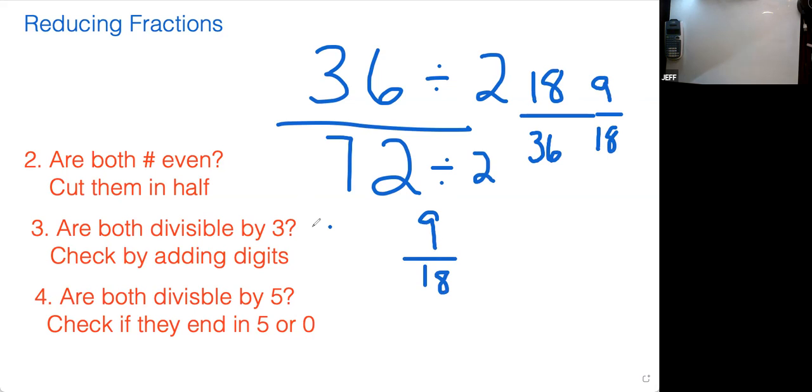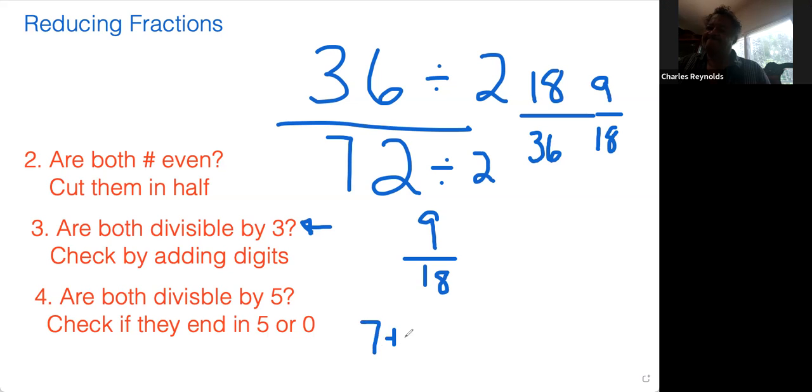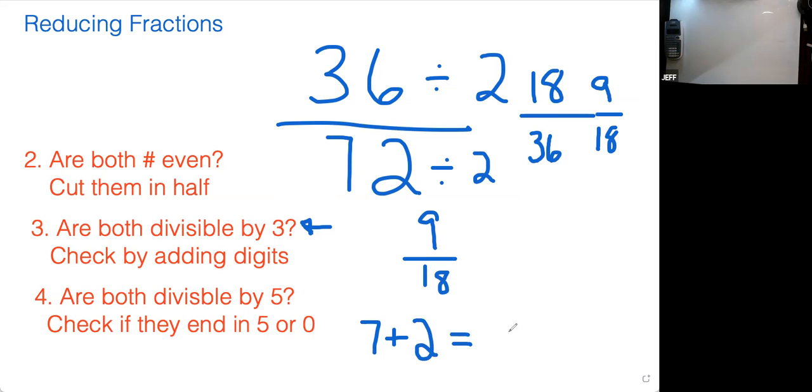Now we ask ourselves the next question. Are they divisible by 3? Well, the quick way we could check: 3, 6, 9. 9 is divisible by 3. But for any number, if it was 72, you just add the 2 digits together. And if the number that they add up to is divisible by 3, then the number is divisible by 3. That doesn't mean 9 means anything. It's just an indicator. So both 9 and 18 are divisible by 3. 9 divided by 3 is 3. And 18 divided by 3 is 6. And they're still divisible by 3.